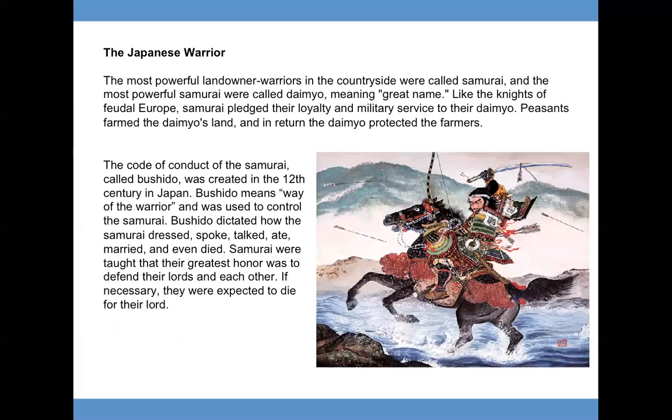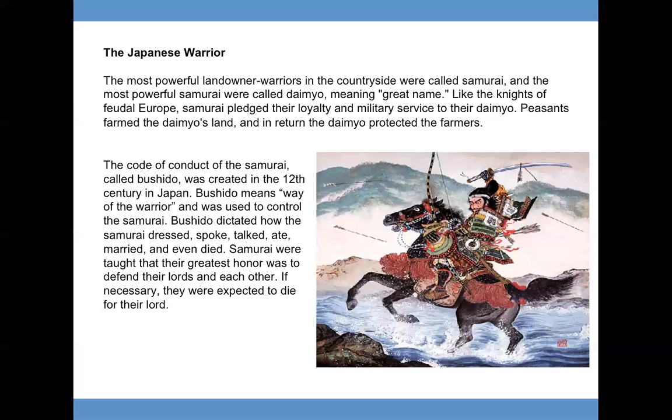The Japanese warrior. The most powerful landowner warriors in the countryside were called samurai, and the most powerful samurai were called daimyo, meaning great name. Like the knights of feudal Europe, samurai pledged their loyalty and military service to their daimyo. Peasants farmed the daimyo's land, and in return the daimyo protected the farmers.